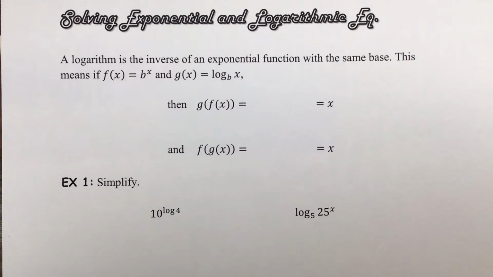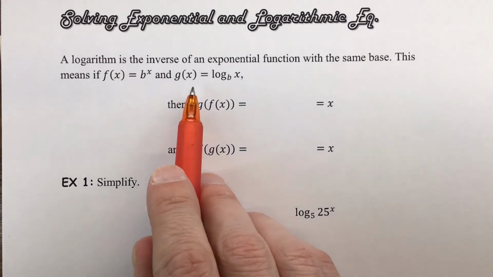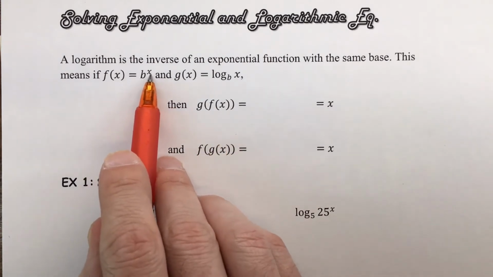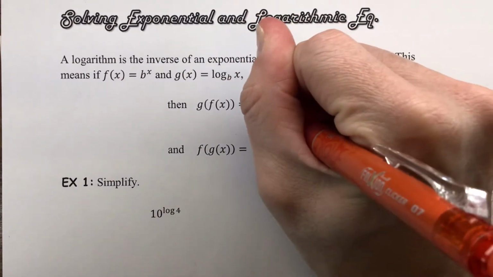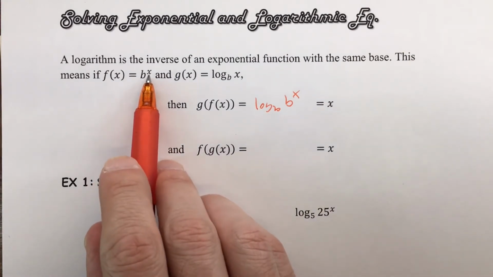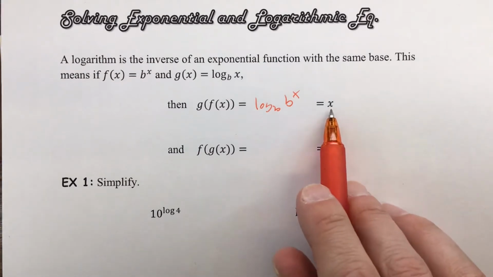But the really important thing here is to get an idea of what it looks like when you actually build the composites of these. g of f of x. What that means is we're going to take the g function and input the f function into it. So b to the x is going to replace this x here. We're going to get log base b of b to the x power. We are just substituting in this function, b to the x power, for that x, and it looks like this. Now what we already know about inverse functions is that as composites, you're going to get back your input. It's going to simplify down to x.